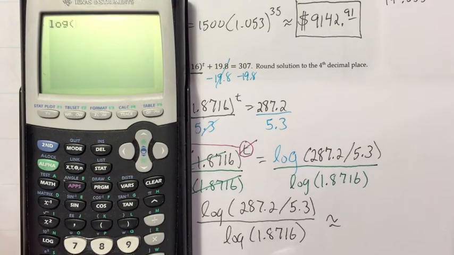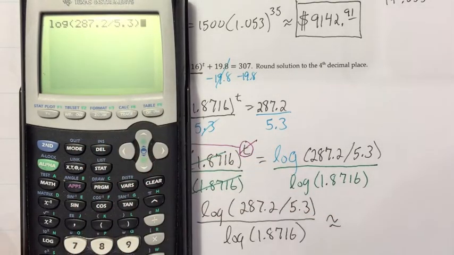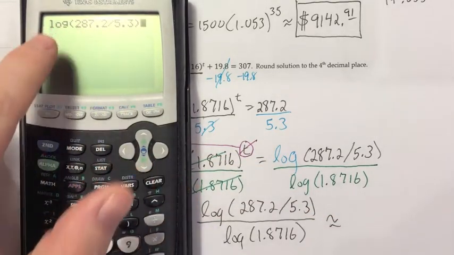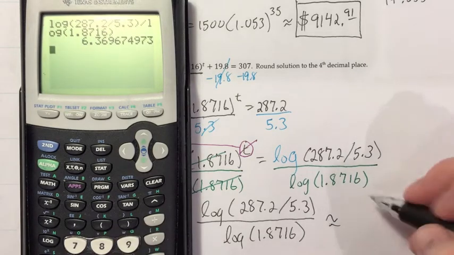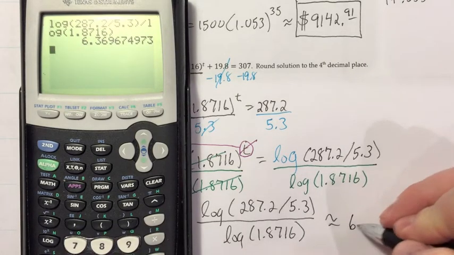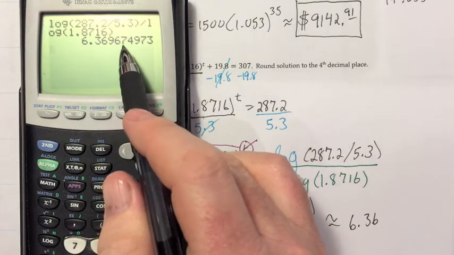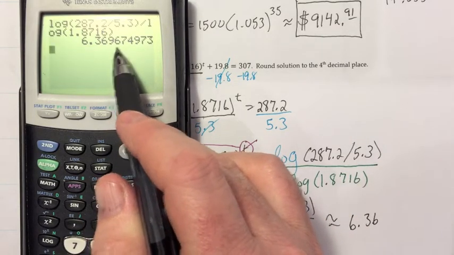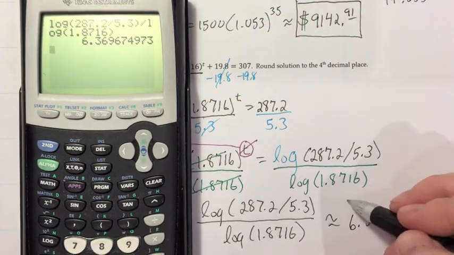So we have the log of 287.2 divided by 5.3. Once you get both numbers in, then you can close the parentheses so that it's the answer to that division inside the log. And then divided by the other log, which is 1.8716. Round that to 4 decimal places, so that would be about 6.369, but followed by a 7, so round that up to 6.397. And that's our approximation for t.